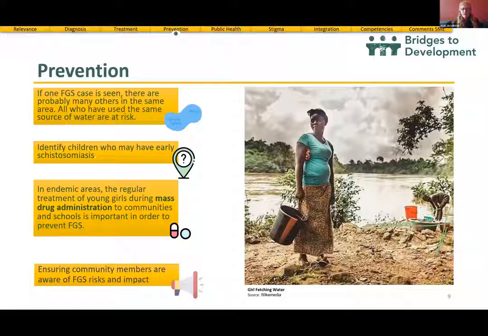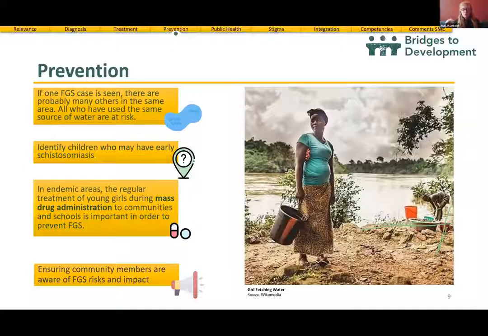And so FGS, as we said, is transmitted through contact with water, which is part of everyday life for many people throughout Africa. And so what we need to do is have children and communities that are at risk treated with what we call mass drug administration, which means that once we identify what communities are at risk, all school-age children are treated regardless of knowing whether they're infected or not, because early infection is asymptomatic. People do not know that they're infected.